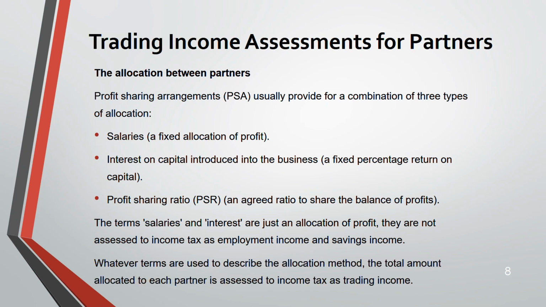Whatever terms are used to describe the allocation method, whether it is salary, interest on capital, or profit sharing ratio, the total amount allocated to each partner will be assessed to income tax as trading income. Each partner has to pay income tax on it as trading income. Okay? Now let's do a question.